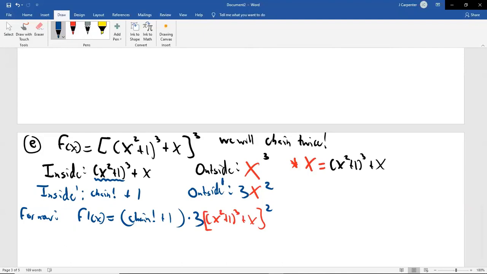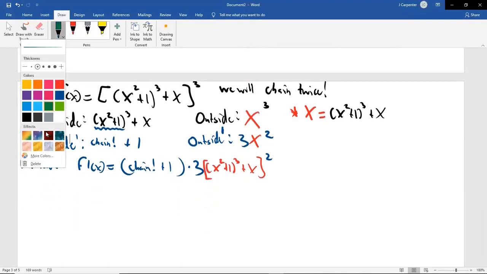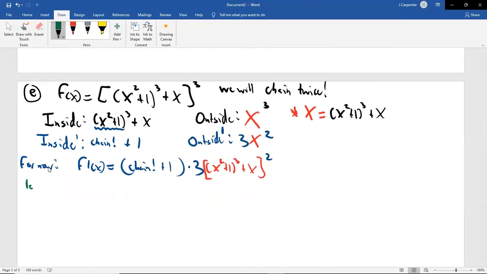So right now what we have is the derivative equals this thing, but there's an unknown here. We don't know what the derivative of the inside is. We haven't done it yet, so let's do that now. Let's pick a different color. Let's go with green. Let's find d dx of what we said we have to chain, the x squared plus 1 cubed.